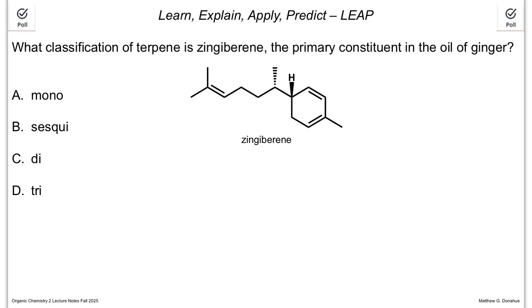So I think the rest of this stuff was just some questions that you can go through to identify, is it a monoterpene, di, that sort of thing. You can either count the carbons or see if you can identify the isoprene units. That's how you solve that.